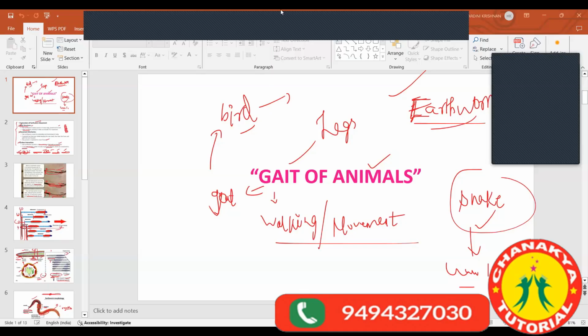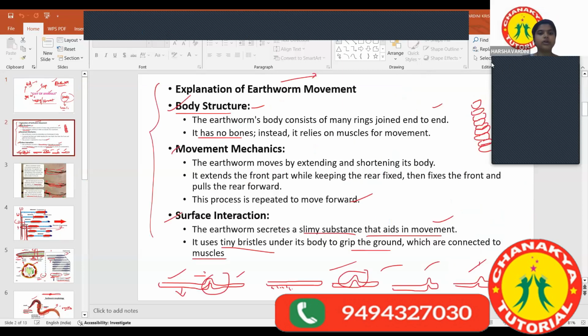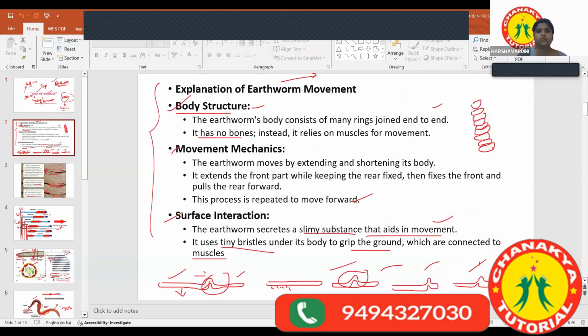Now we are going to animals. In animals, we were talking about the earthworm. The earthworm is one of the insects, right? We saw the earthworm's body structure, the mechanism, everything, and surface interaction.